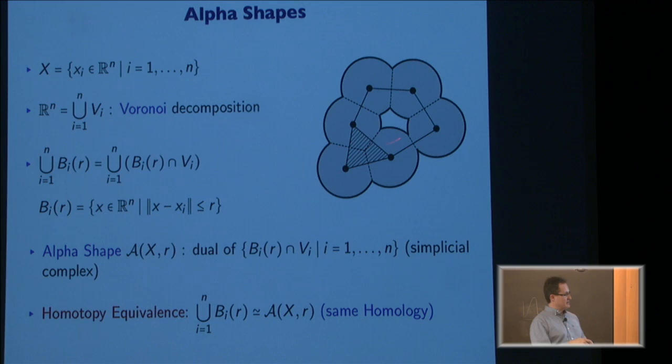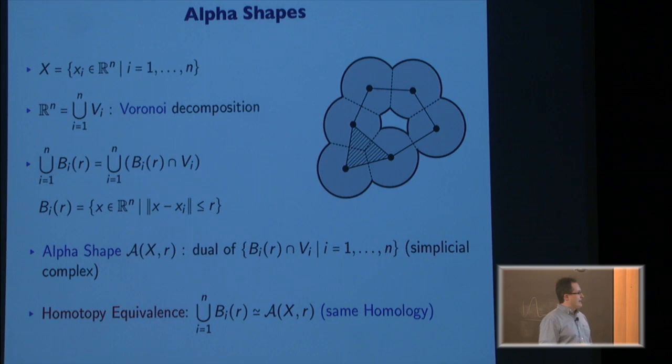And as I already said, very importantly, the union of the balls has the same homology as your alpha shape. So we construct this simplicial complex that has the same homology as the union of balls. That's the model that you use to compute persistence.